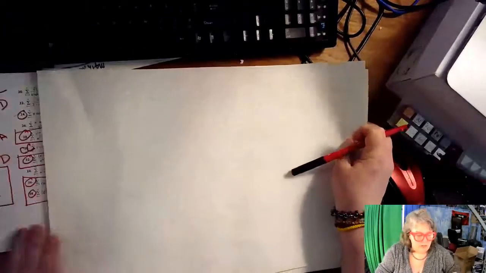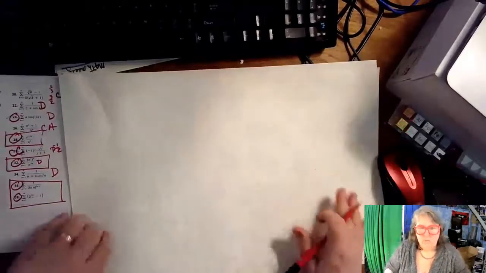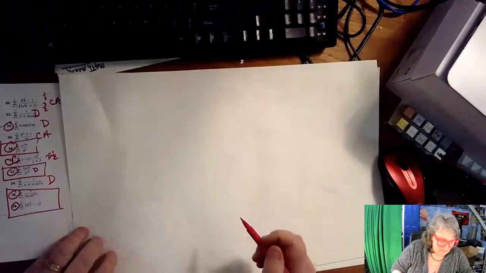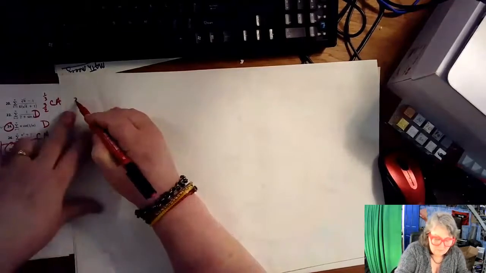One more, and we're done. I'm done. My husband will be happy. He's been yelling at me. Come down for dinner. Shut up. Last one, 38.